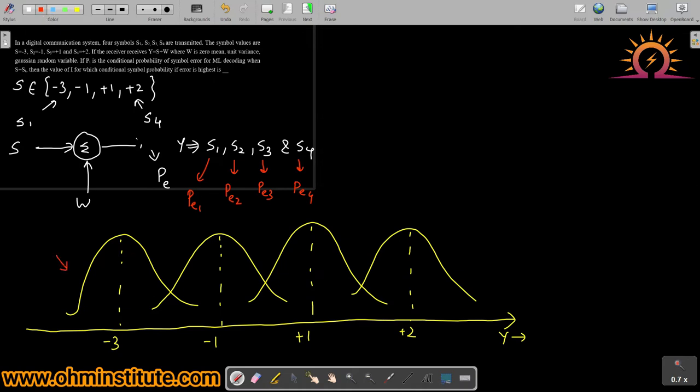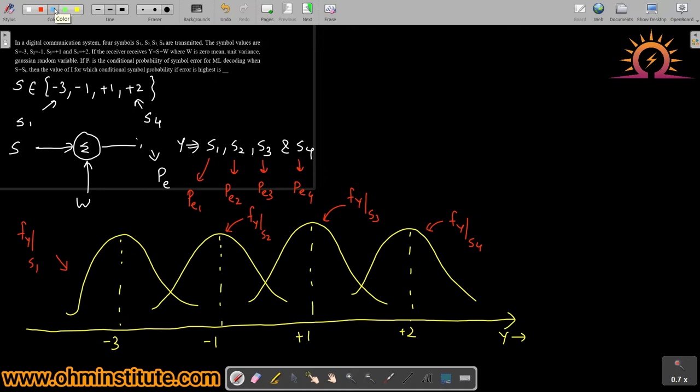This is the conditional PDF of Y when S1 is being transmitted. This is the PDF of Y when S2 is being transmitted, the PDF of Y when S3 is being transmitted, and the PDF of Y when S4 is being transmitted. Now, how is probability of error being calculated?